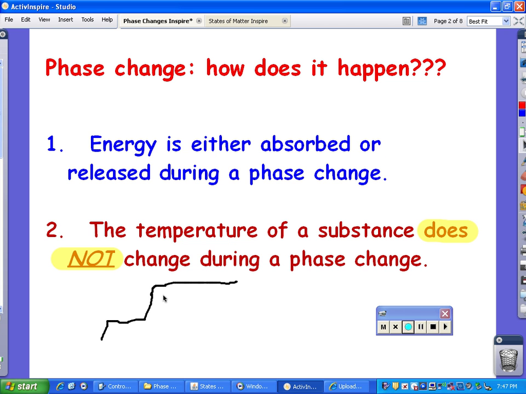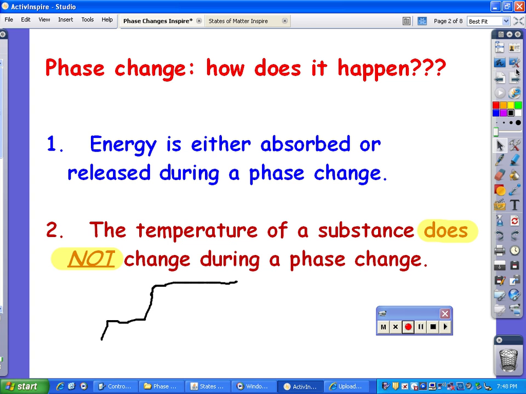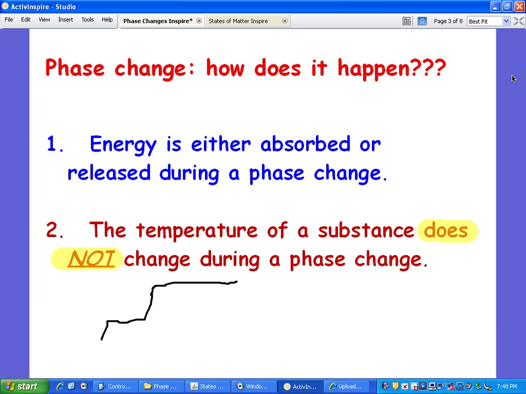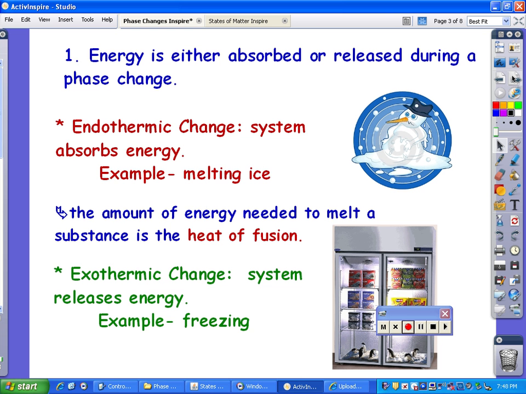Why doesn't the temperature increase? Because all the extra energy absorbed during this time is converting into the new state of matter. That is why it maintains the same temperature throughout the entire phase change. And then when the phase change is done, the temperature is allowed to change again.